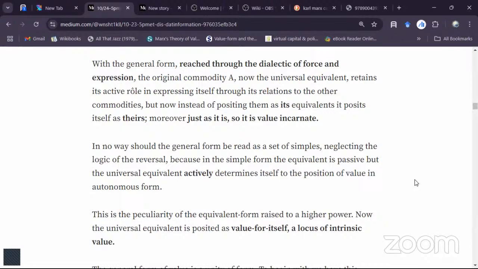In no way should the general form be read as a set of simples. Okay, it's not an agglomeration of what we were looking at before, of this individual two-moment, three-moment model. It's a whole bunch of stuff, neglecting the logic of the reversal because there are reversals at every moment. Because in the simple form, the equivalent is passive, but the universal equivalent actively determines itself to the position of value in autonomous form. So, without over-projecting this, this is more determinative. This has more force in it. This is a peculiarity of the equivalent form raised to a higher power. Now, the universal equivalent is posited as value for itself, a locus of intrinsic value.